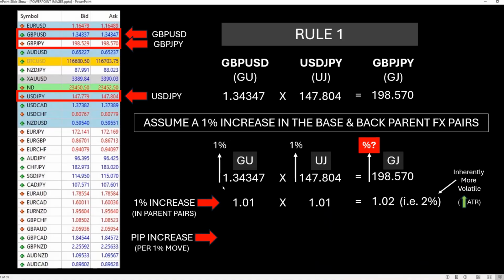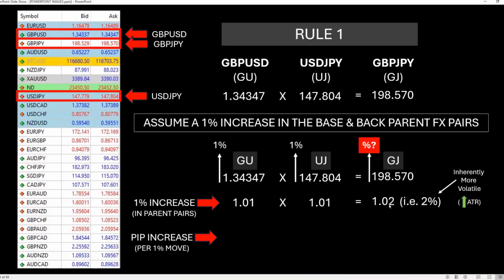You want this exchange rate to increase by 1%, so just multiply by 1.01. We can't use the percentage. Mathematically, we have to use the ratio form. So 1.01 represents 1%. Similarly here. Because there's a multiplication factor involved, we multiply this by this, and we get 1.02. That represents approximately a 2% increase in GJ, the cross pair. So if both the parent pairs increase by 1%, GJ will increase by 2%. If you multiply this by this, you get 2%.